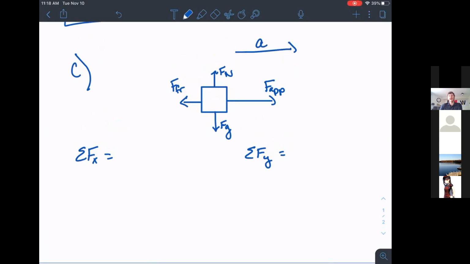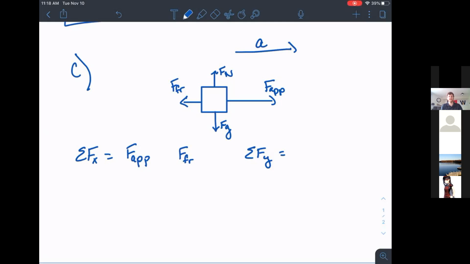And if we're accelerating that way, we have our first force. Which force are we going to talk about first in the x direction? Applied force. All right, our applied force. And what's the other force in the x direction we have? Friction. Awesome. And so now, are we going to add these two together, or are we subtracting them?